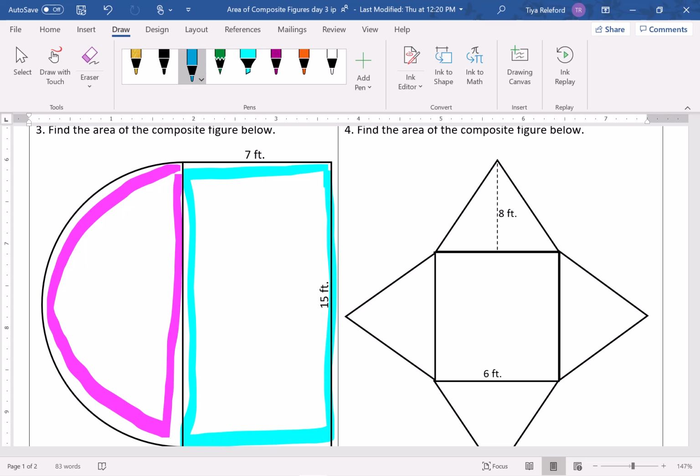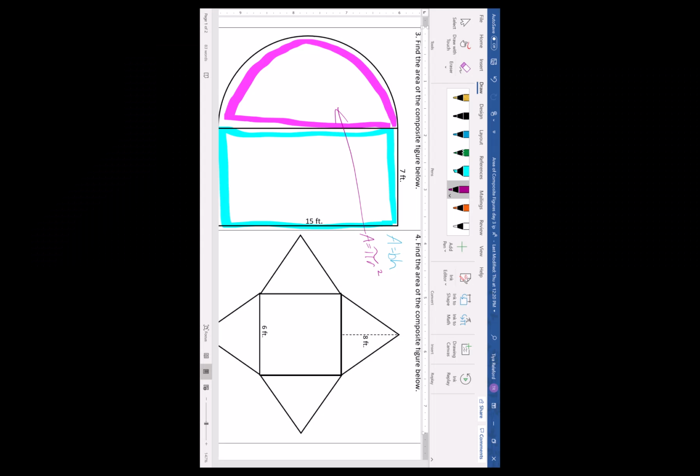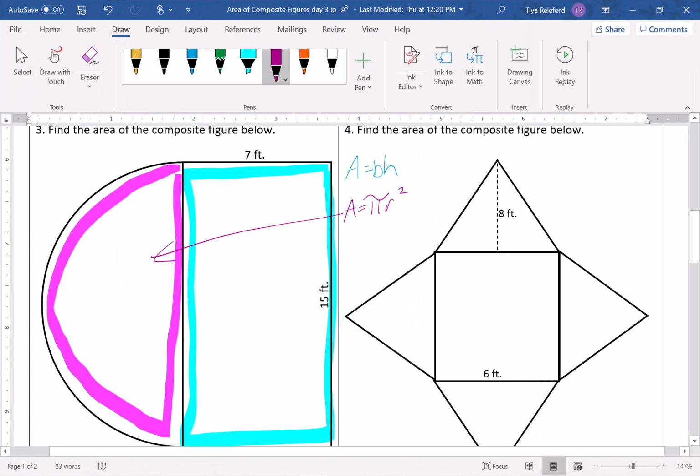So for your rectangle, you're going to use the rectangle formula. And for your half circle, you're going to use the circle formula. Now, a lot of times we forget to divide by 2 for the half circle. If you don't divide by 2, it's not going to be right. Hopefully, you write your numbers inside that half circle. You catch yourself and remember that it's a half circle, not a whole circle.